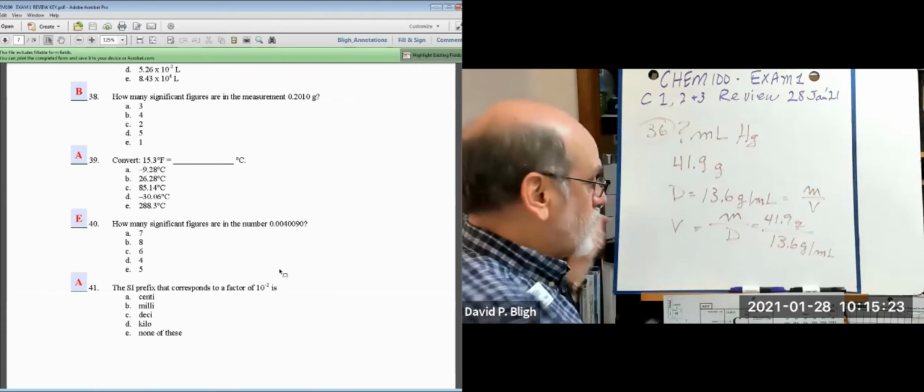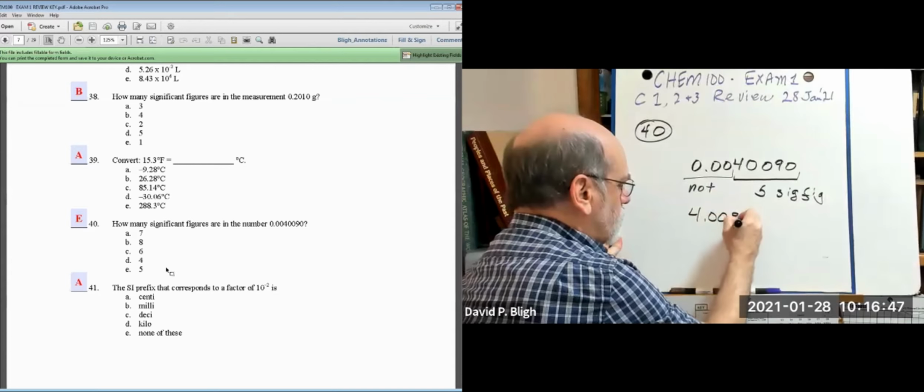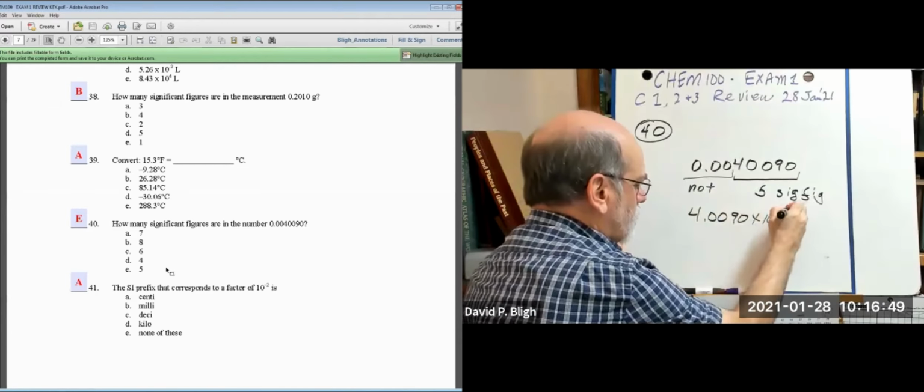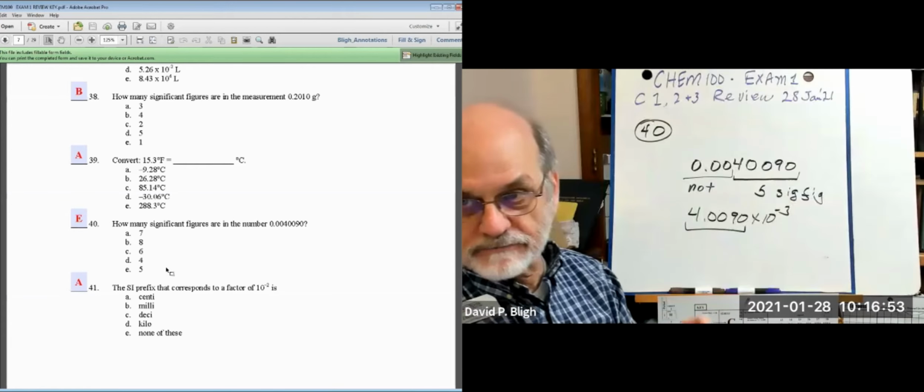Another way to approach it, write it in scientific notation. 1, 2, 3. Five significant figures. Okay?